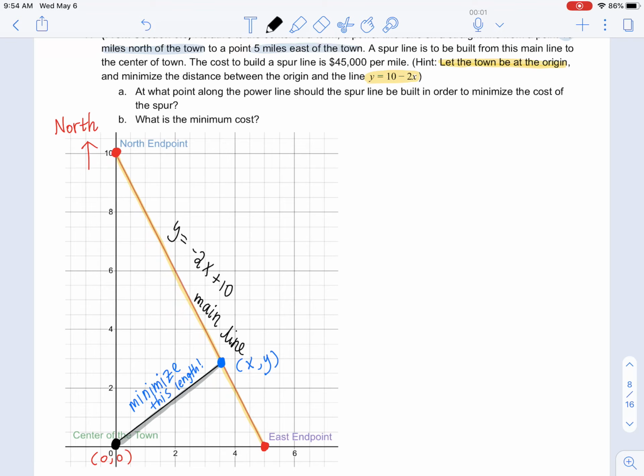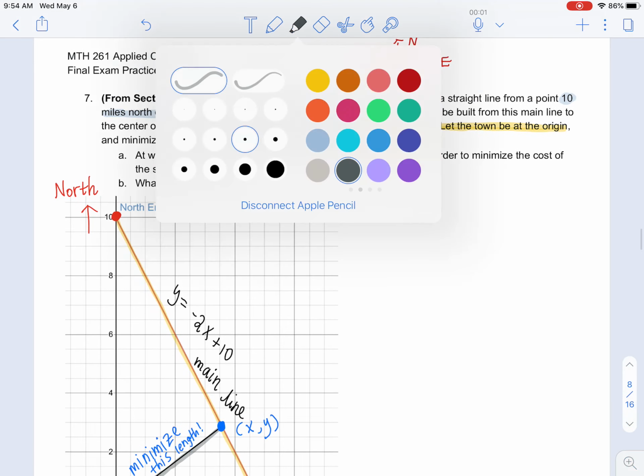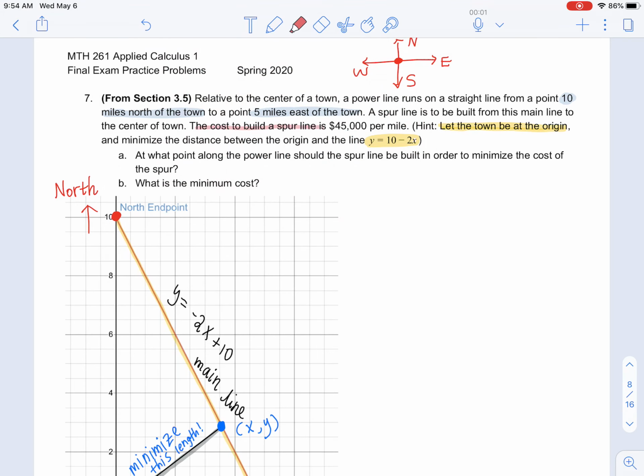So A, at what point along the power line should the spur line be built in order to minimize the cost of the spur? Now, this is going to take us about 3 pages. Not really, just because I write big. But B is going to be easy, as soon as we find out how long this is going to be. They did say, cost to build a spur line is $45,000 per mile. So if we know this is going to be 2 miles or 4 miles, all we need to do is multiply that number of miles by that cost. And that's how easy B is.